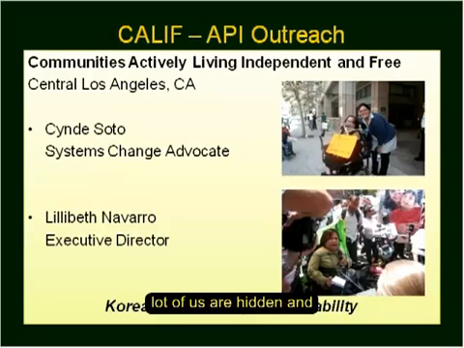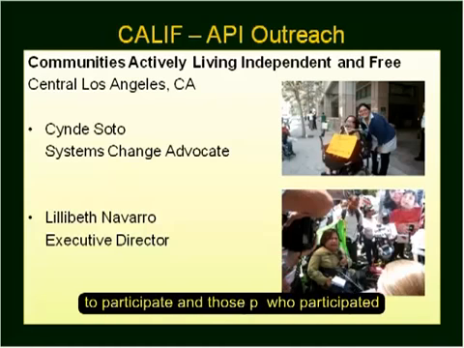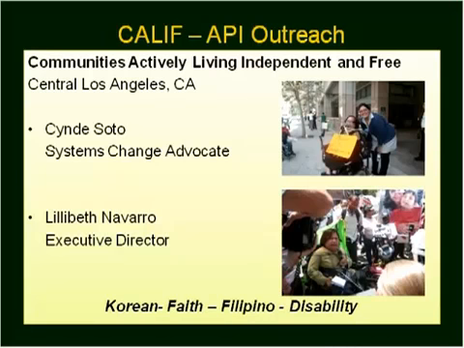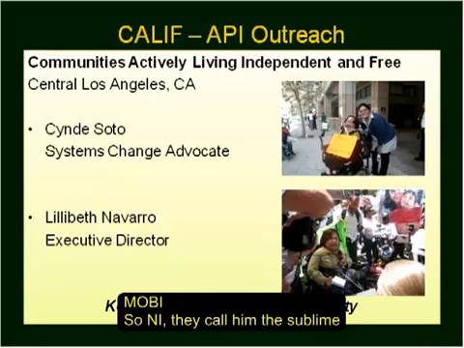Because before that, a lot of us were hidden, and even if not hidden and well taken care of, participation was out of the question. Very few of us actually were able to participate, and those who participated were children of affluent families. One of our heroes actually was Mabini, and they called him the sublime paralytic.